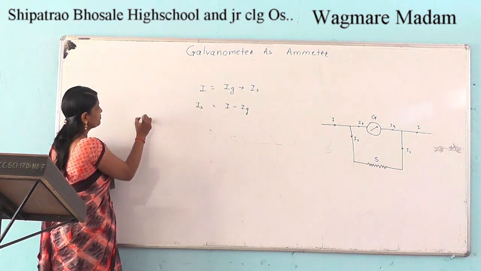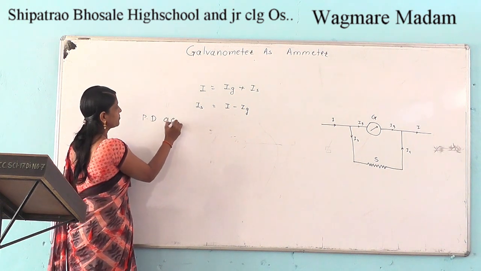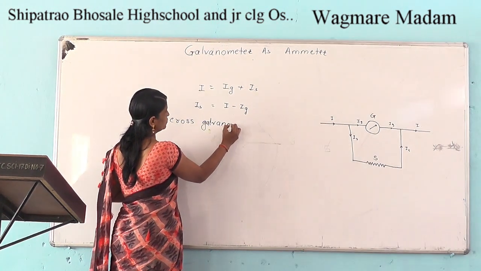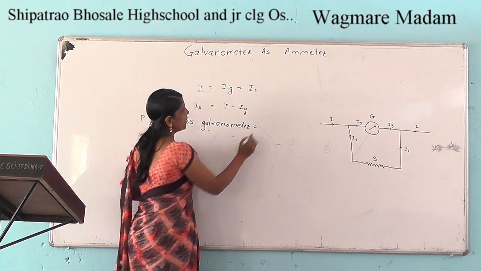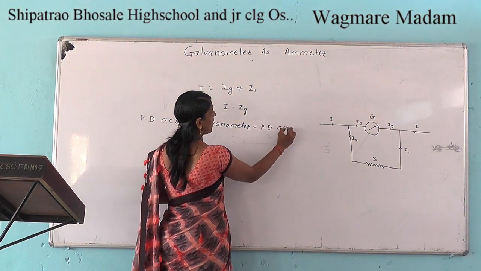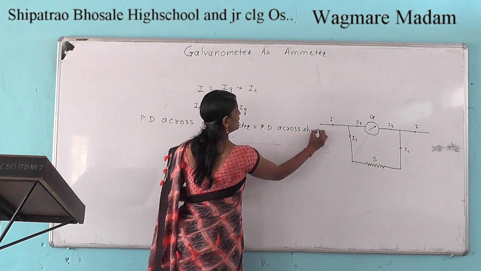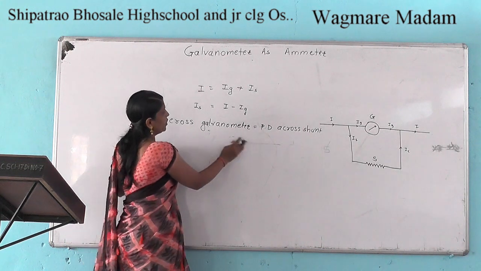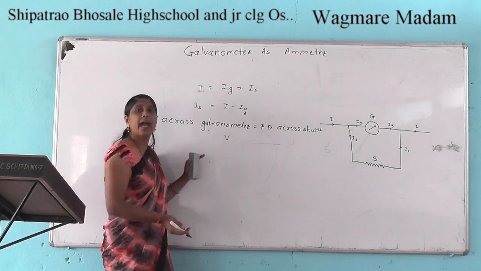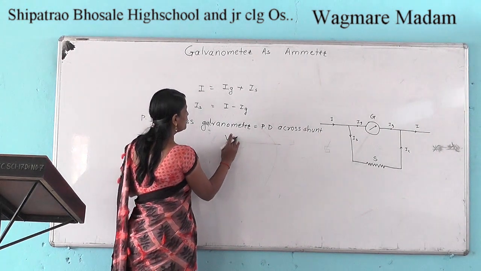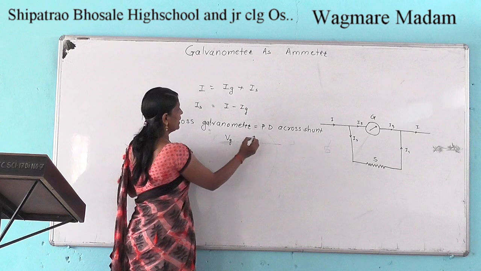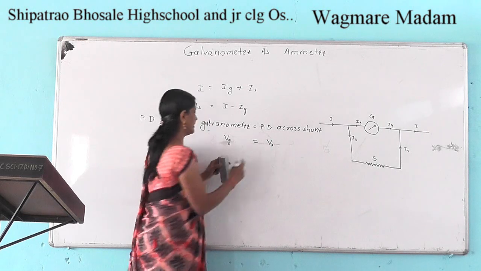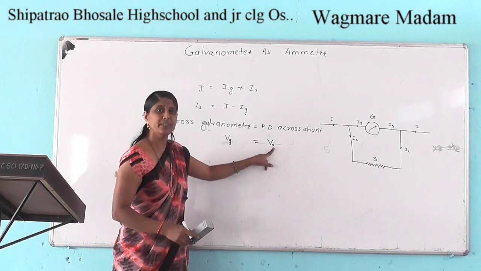We can write here: potential difference across galvanometer is equal to potential difference across shunt. Therefore, we know that the potential difference across the galvanometer can be written as Vg, and the potential difference across the shunt is Vs. G means galvanometer, S means shunt.